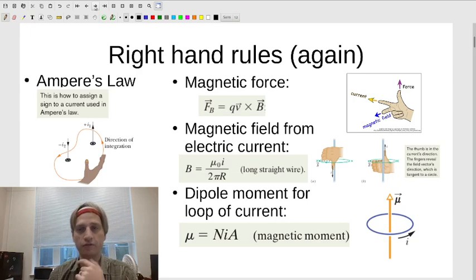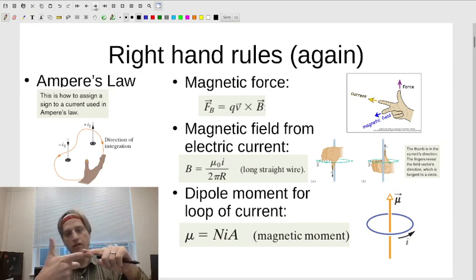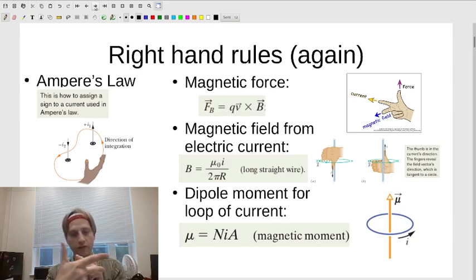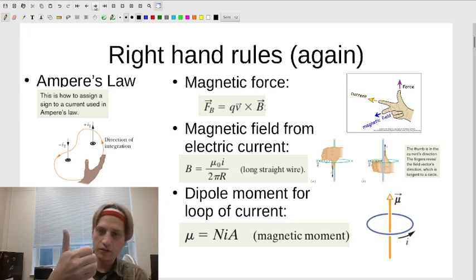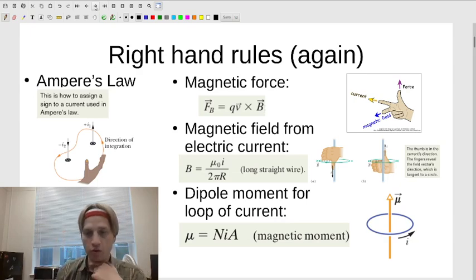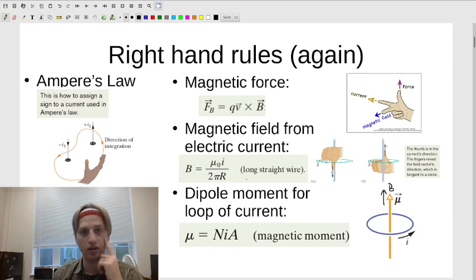We've got one for magnetic force where our finger is the speed of the particle, our middle finger is the direction of the magnetic field, and our thumb is the direction of the magnetic force. We've got another one for the direction of the magnetic field as it loops around a line of current. We have another one for our magnetic loop, where the direction of the magnetic moment is defined by our thumb when we curl our fingers around in the direction of the current. This also happens to be the direction that B is pointing along the axis.